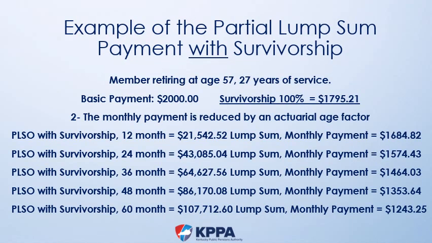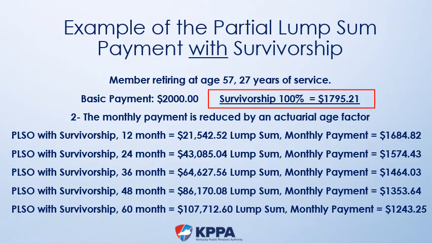As with the PLSO without survivorship, the monthly payment is reduced by an age factor. The $1,795.21 monthly payment will be reduced by a factor based on the member's age of 57, as well as the partial lump sum amount. As the partial lump sum increases, the monthly payment is reduced. So as each of the 5 PLSO payment options increase, the monthly lifetime payment decreases.